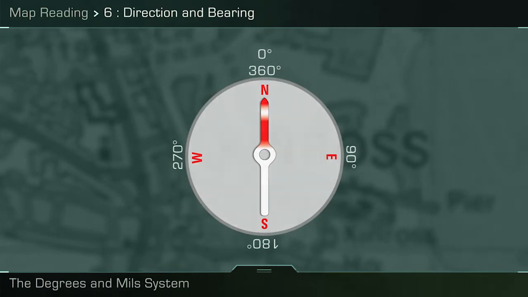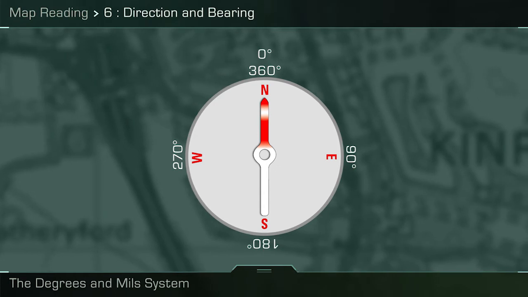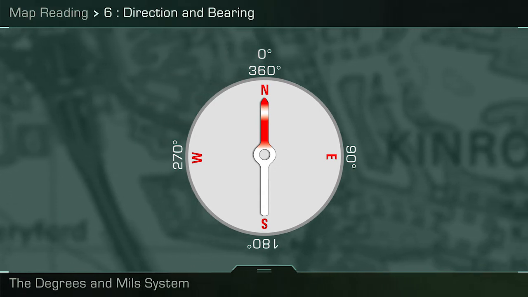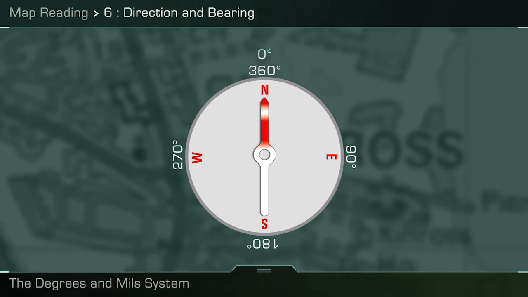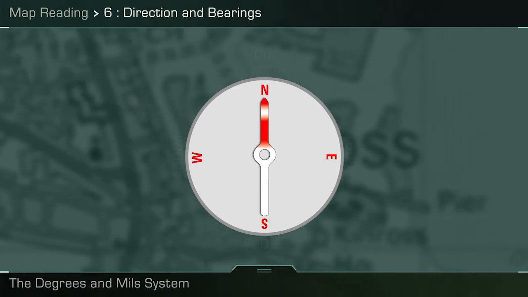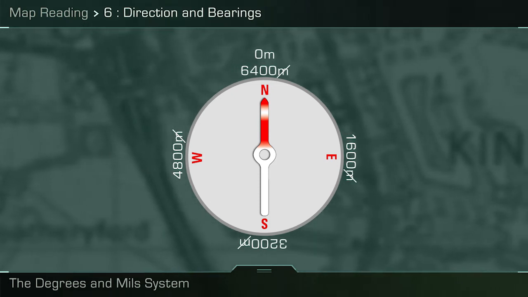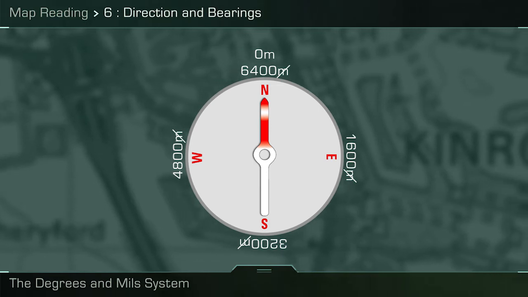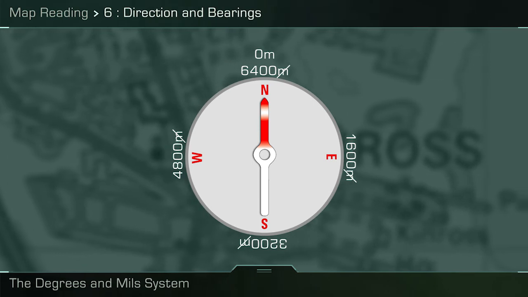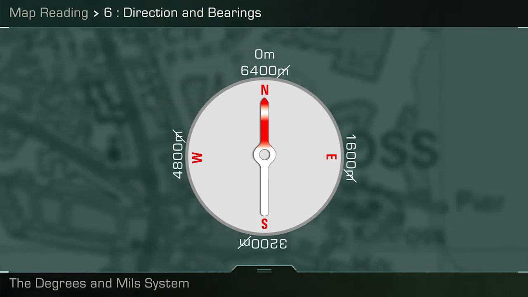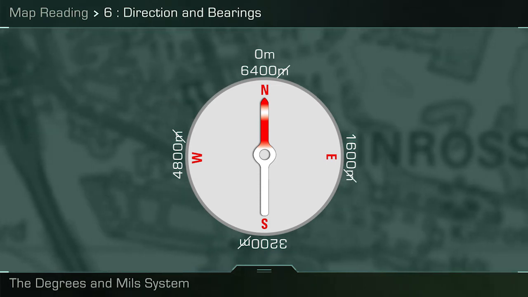In degrees, you should know that north equals 0 or 360 degrees, south equals 180 degrees, east equals 90 degrees, and west equals 270 degrees. In the army, however, we use the mil system, where a circle is divided into 6,400 mils, with north being 0 or 6,400 mils, south equals 3,200 mils, east equals 1,600 mils, and west equals 4,800 mils.